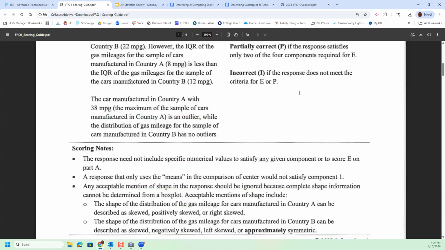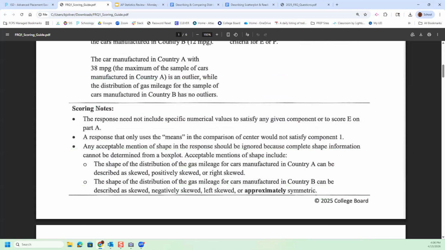And the thing that we actually end up looking at mostly down here is scoring notes. This is kind of the things we see as we grade your papers. You didn't need to have specific numerical values in order to get credit. So that was just one of the things. You didn't have to do that. If you use the word mean, you didn't get credit at all because when you look at a box plot, you cannot tell the mean of a box plot. It just doesn't exist. It's impossible.